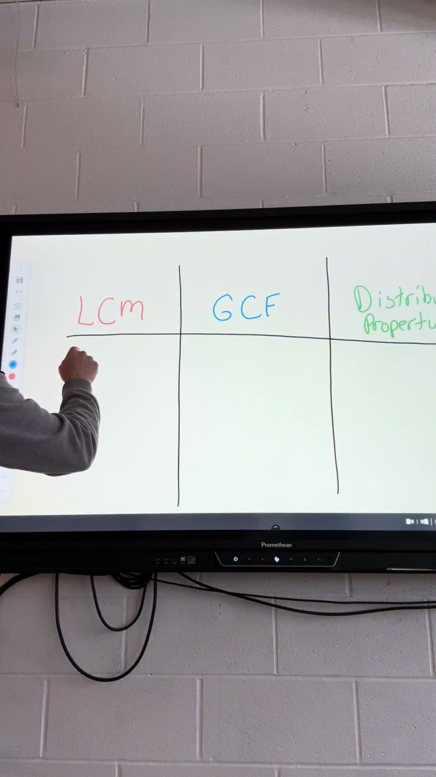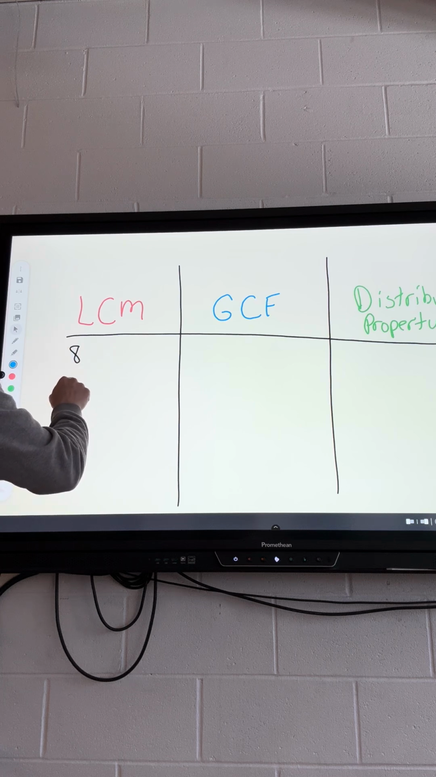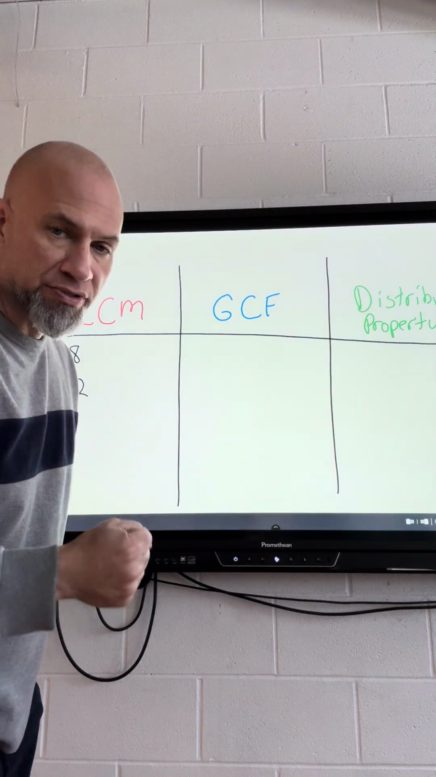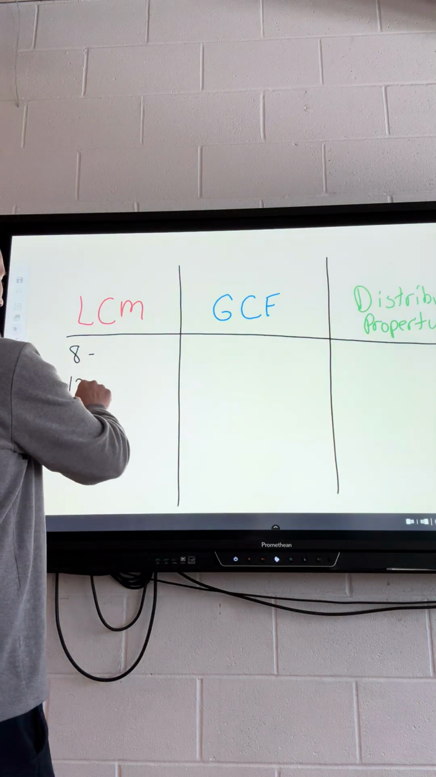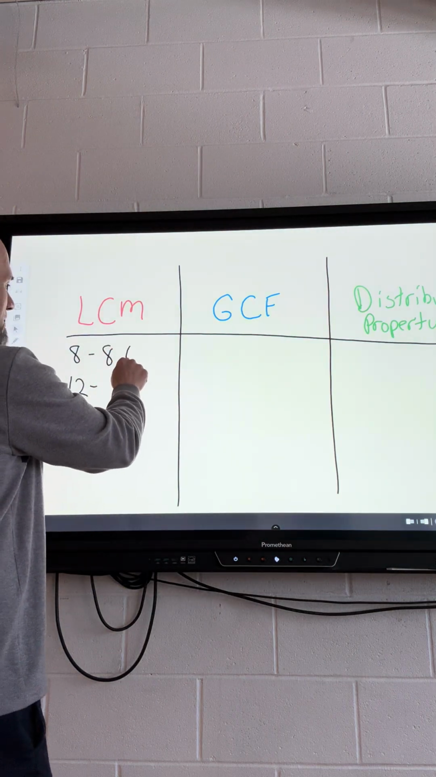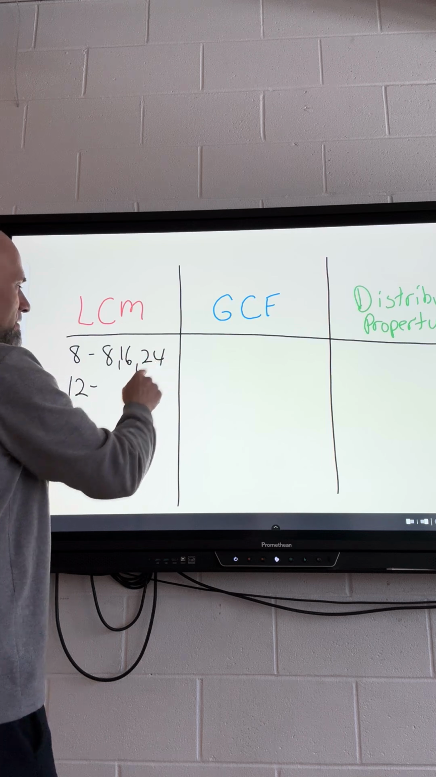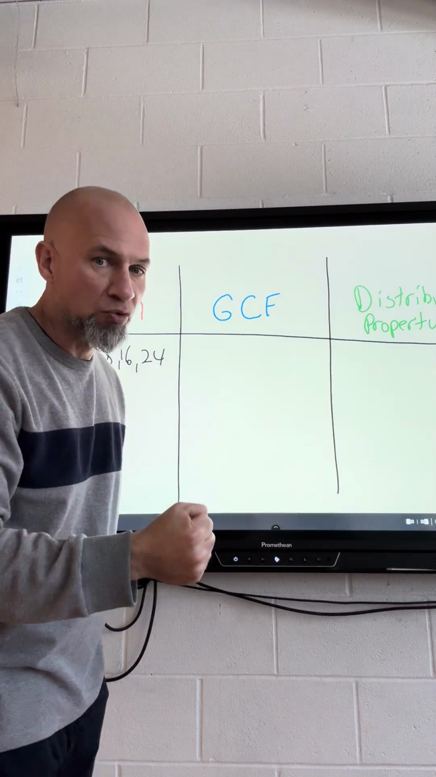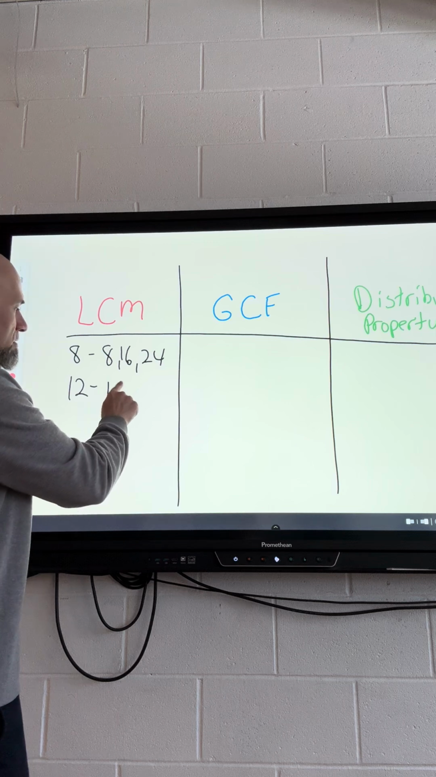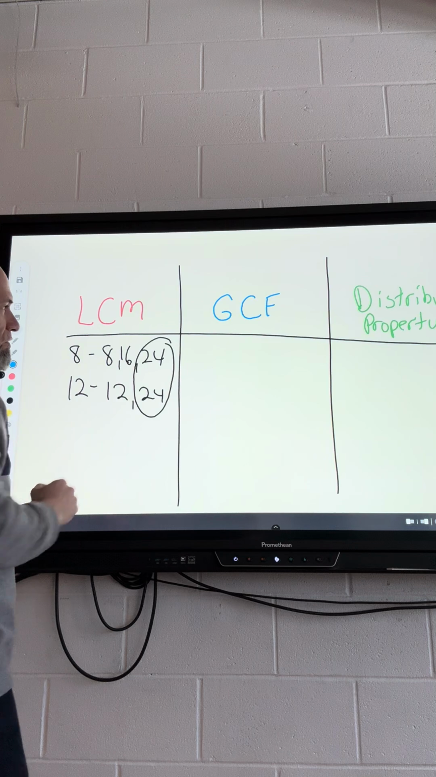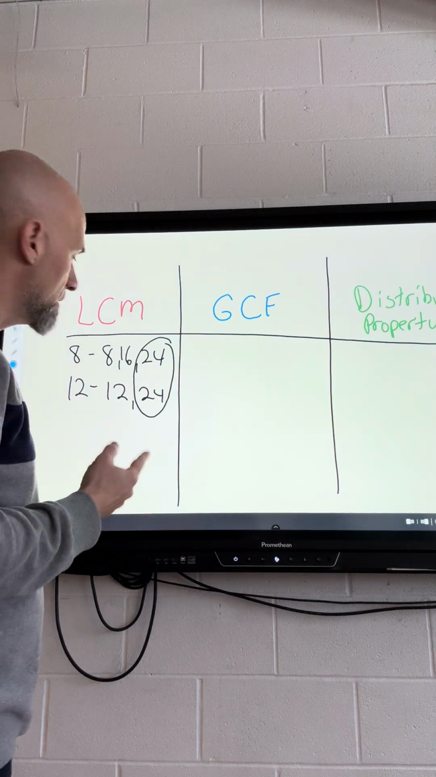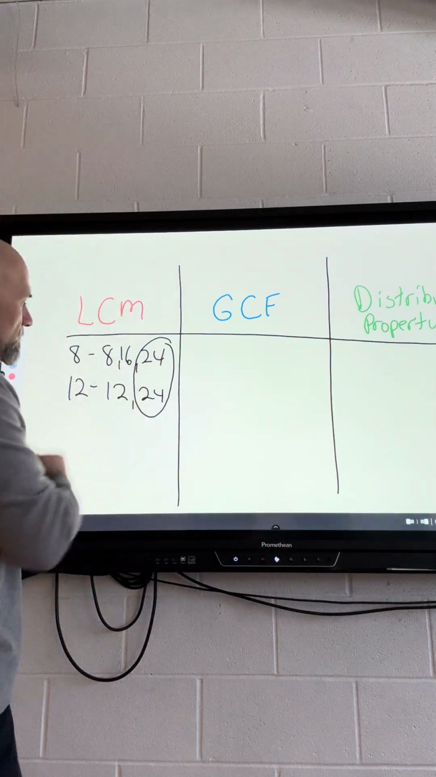So in this case, let's do 8 and 12. Okay, you're going to list multiples of those numbers until you find the first one that appears in both lists. So for 8 and 12, you'd have 8, 16, 24, and then hopefully at that point you say, you know what, I know 24 is also going to be on the list for the 12s. So 12 and 24. So the first number that appears on both lists of multiples, the least common multiple for 8 and 12 would be 24.